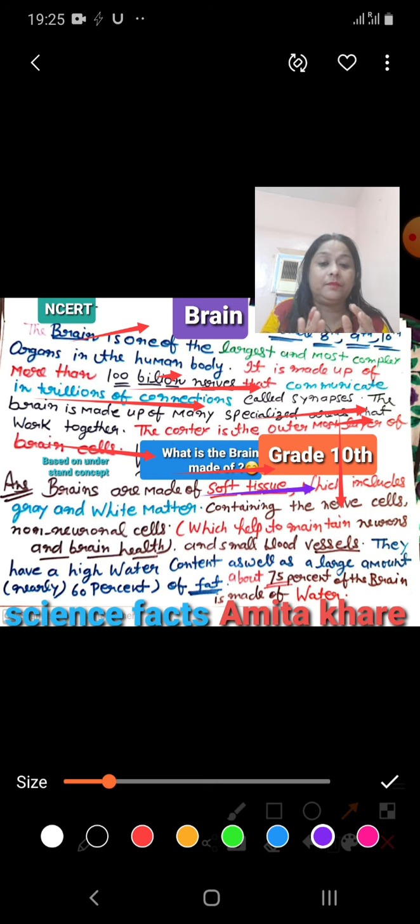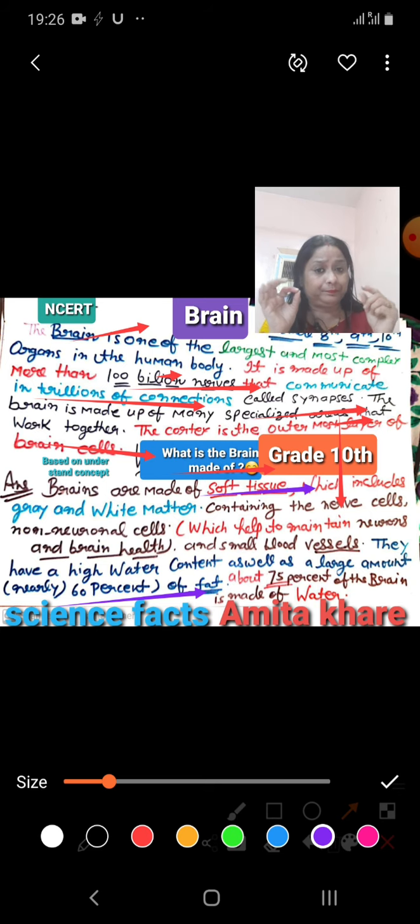It also includes small blood vessels. They have a high water content as well as a large amount of fat, mainly about 60% fat, and about 75% of the brain is made up of water. So the brain is made up of soft tissue and includes gray and white matter.